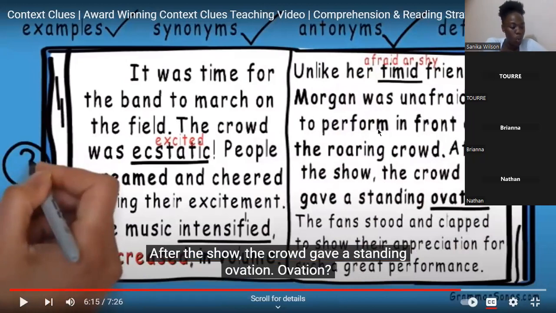Ovation. What is that? Brianna, go ahead. Ovation in the sentence means applause.